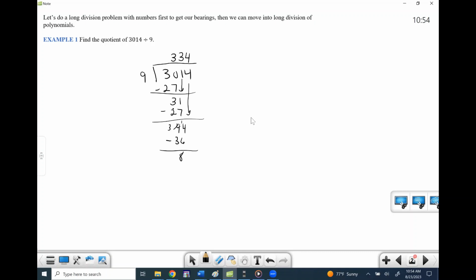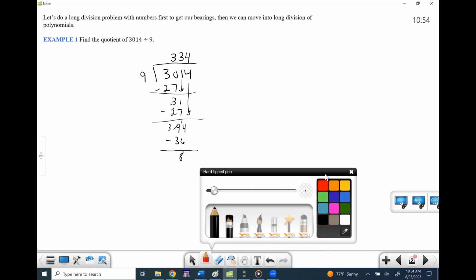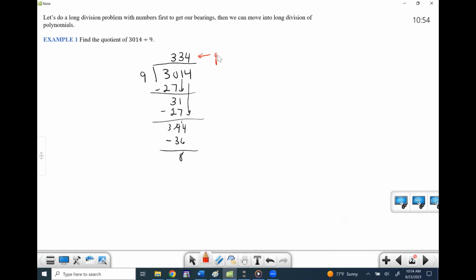All right, so if we're to name these, this is going to be our quotient. Just checking that we remember. This is going to be our divisor, our dividend, and our remainder.